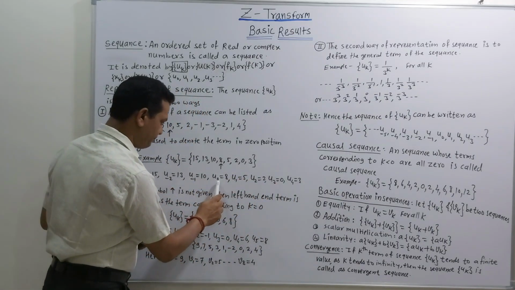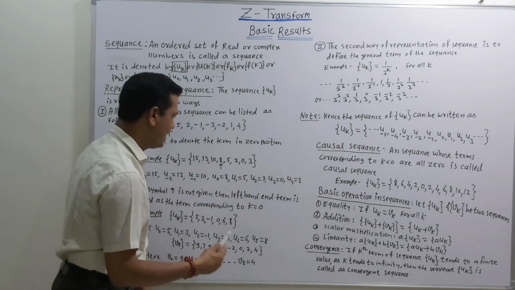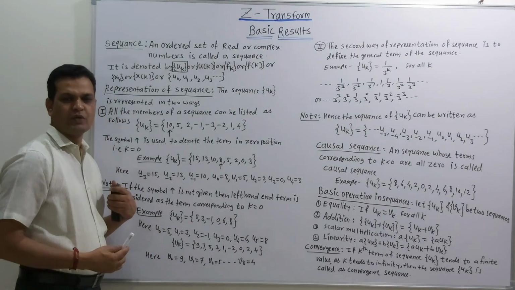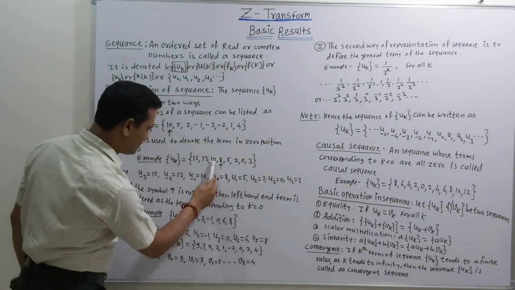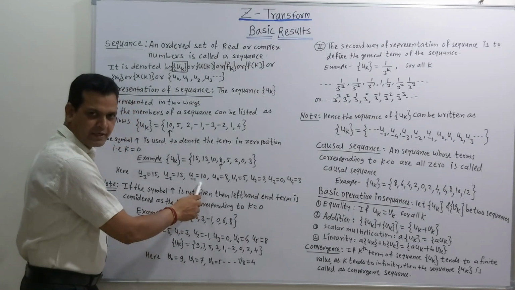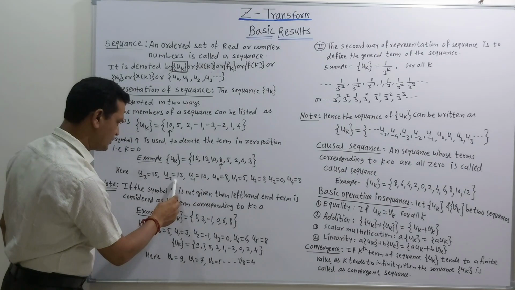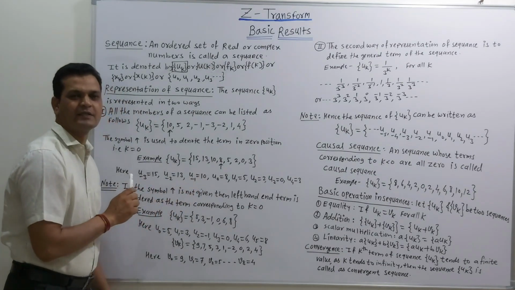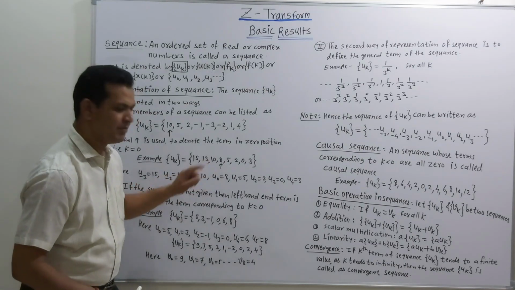That means from the 0th position we denote all positive terms towards the right hand side and all negative terms towards the left hand side. This is the 0th position. Now this position is called U minus 1, which is 10. Then this is U minus 2 and this is the position of U minus 3. In this way we denote the sequence with the help of the arrow symbol.